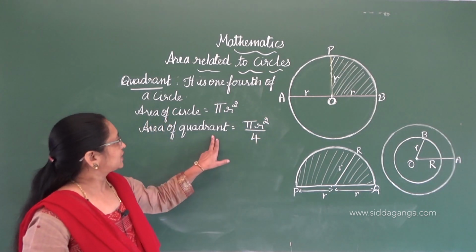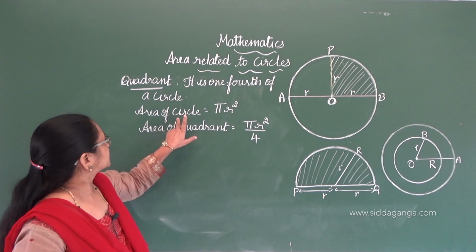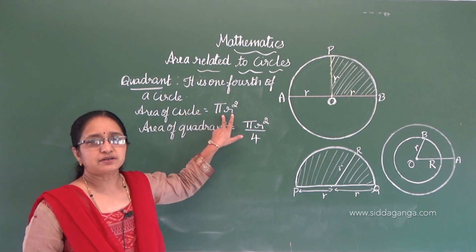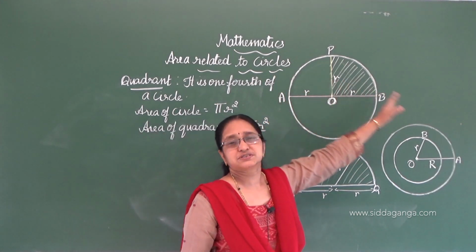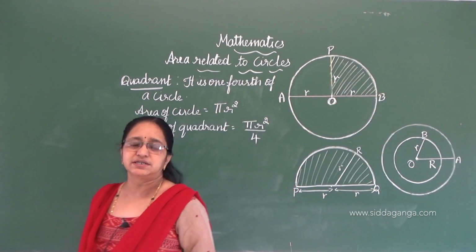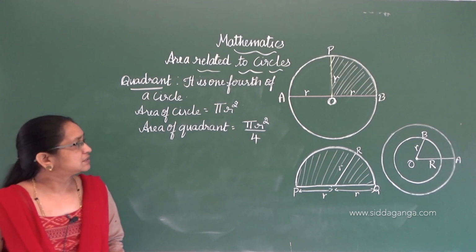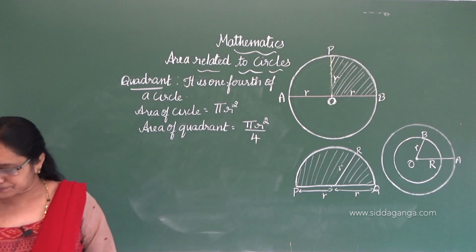So we can find out by the area of a circle, that is pi r square. If I divide it by 4, because it is 1/4 of a circle, you can find out easily the area of the quadrant. It is pi r square by 4.